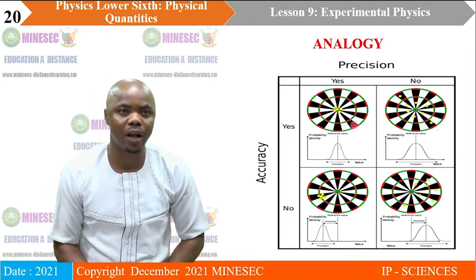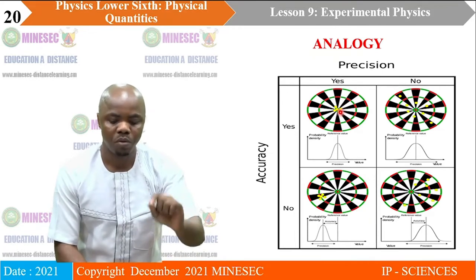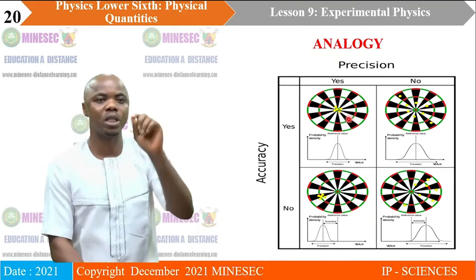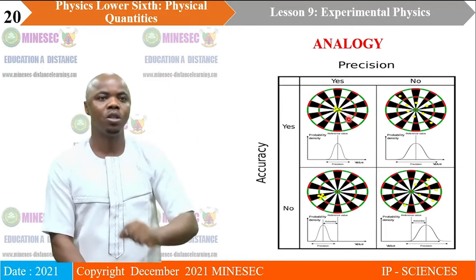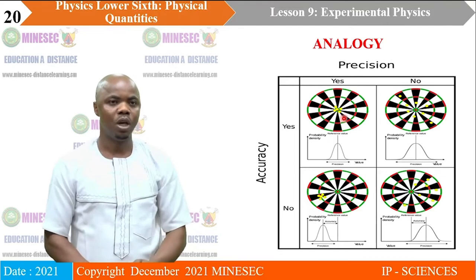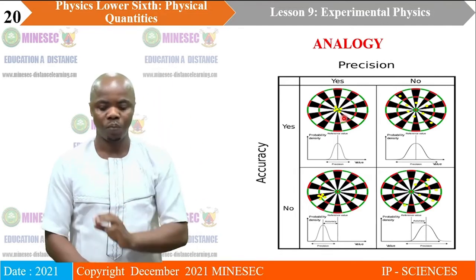Look at this first diagram. The person hits the target. How many times? Five times. Therefore, the person is precise and accurate. So precision, yes. Accuracy, yes. Hits the target five times. The person is precise and accurate.